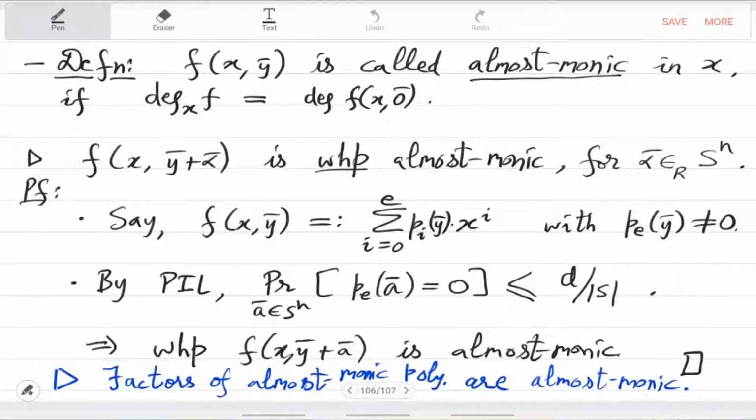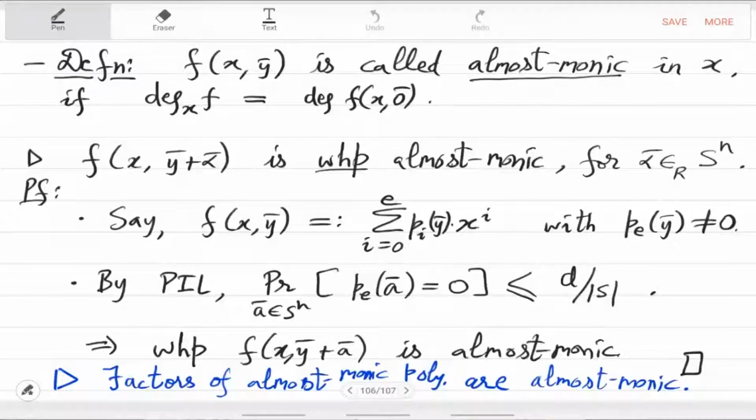This almost monic property can be ensured quite easily given any polynomial. If your polynomial is not almost monic, then you can just shift the variables y1 to yn by a random point, and you can show by using this polynomial identity lemma that it will become almost monic. Also, we noted that factors of almost monic polynomials are themselves almost monic. So now gradually we will move towards the proof of Hilbert's irreducibility theorem.